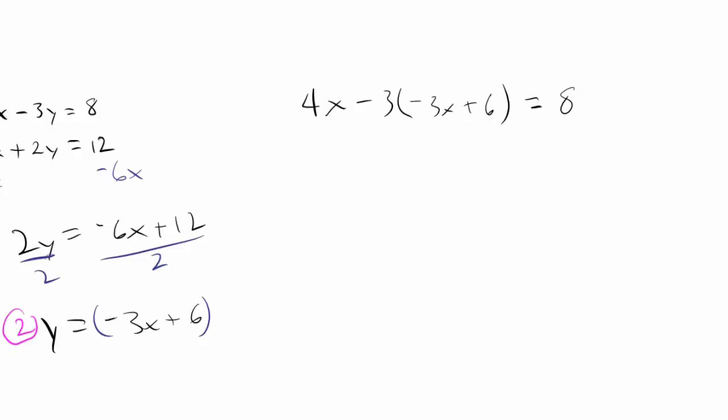Now here I can solve for x. So when I go to solve for x, I'm multiplying the negative 3, because this is a negative 3 basically, by both of these terms. So I get 4x plus 9x minus 18.